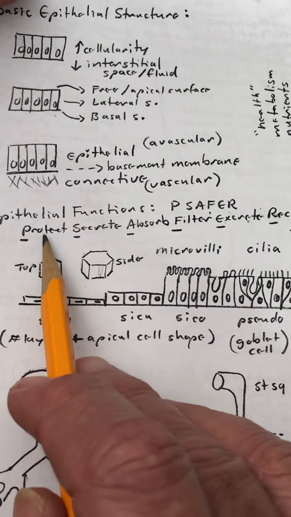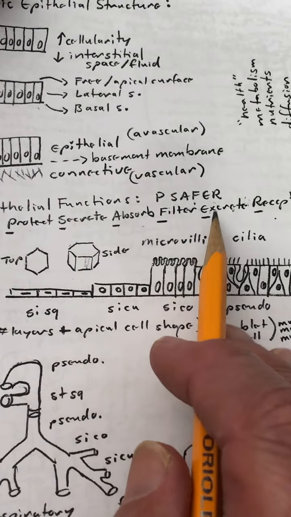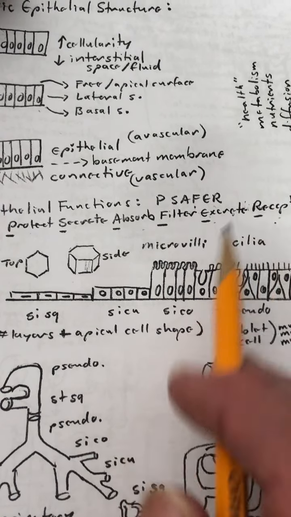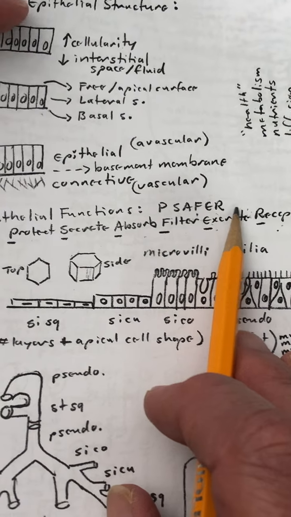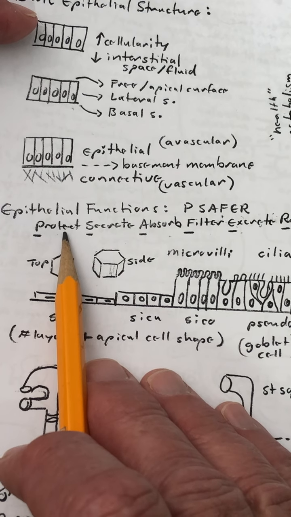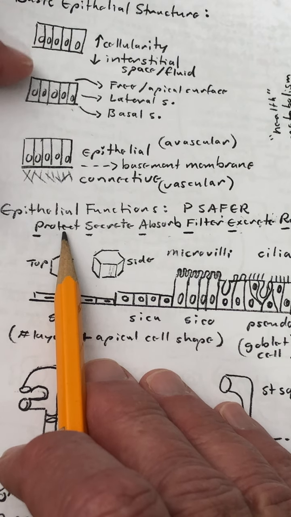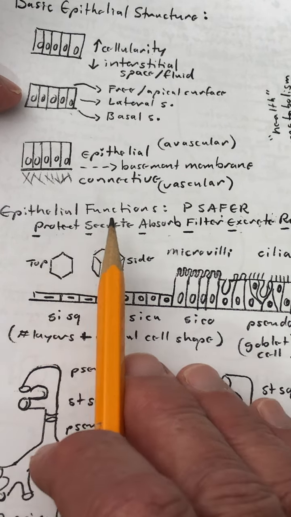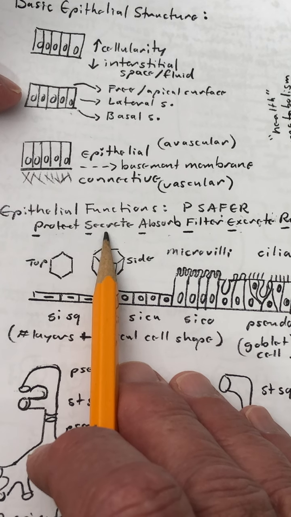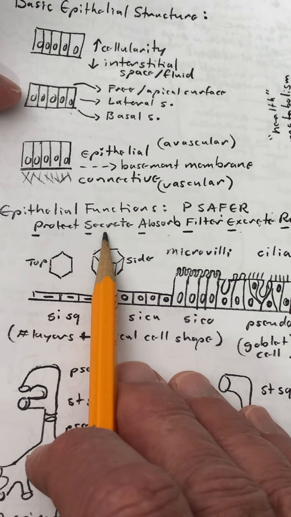basically protect, secrete, absorb, filter, excrete, and reception. So that's to say P-SAFER is an easy mnemonic for remembering that. So of course they protect you. They are your outer barriers, you versus the world, whether it's the lining of your digestive system or the outside of your dry skin. Because glands are epithelial tissues, of course, secretion is part of epithelium.